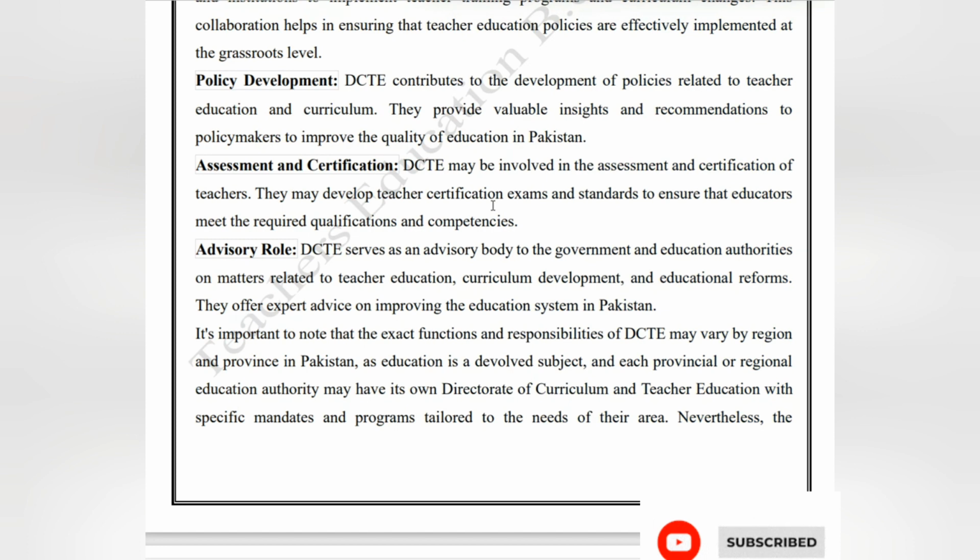It is important to note that the exact functions and responsibilities of DCTE may vary by region and province in Pakistan, as education is a devolved subject and each province or regional education authority may have its own directorate of curriculum and teacher education with specific mandates and programs tailored to the needs of its area.